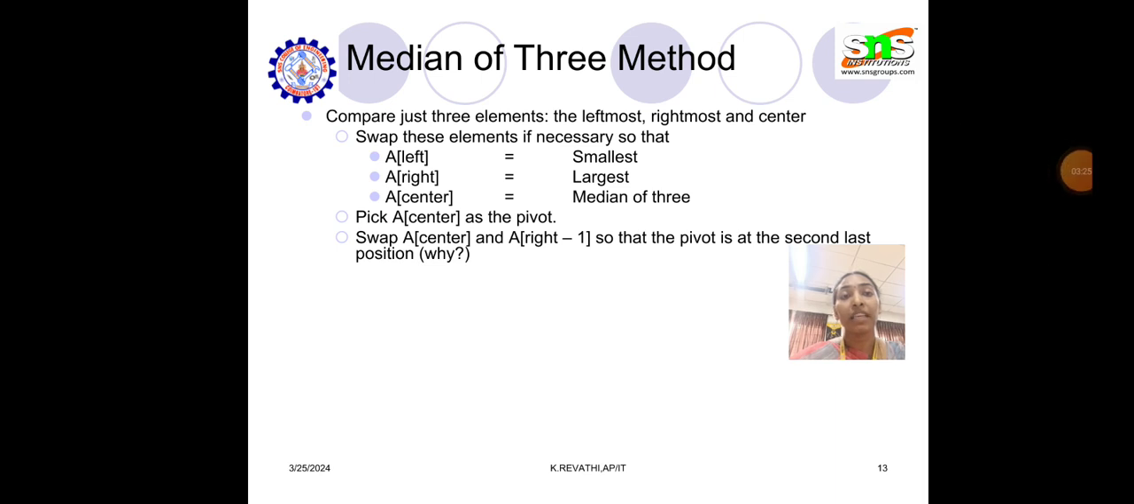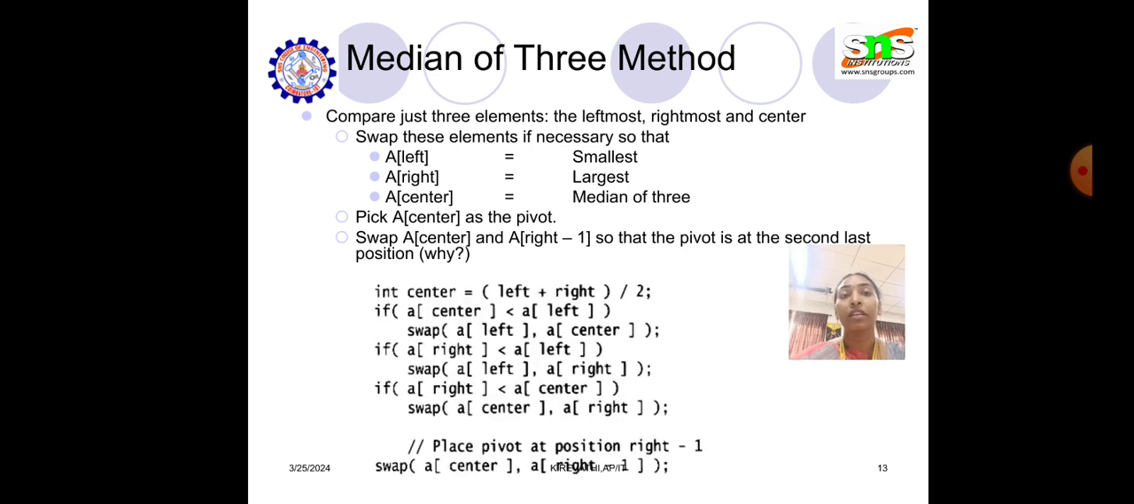Then pick a of center as the pivot. Swap a of center and a of right minus 1 so that the pivot is at the second last position. Here is some pseudocode for picking the pivot element. int center equals left plus right divided by 2, that means you divide the leftmost element plus the rightmost element by 2 to get the median of 3 elements.